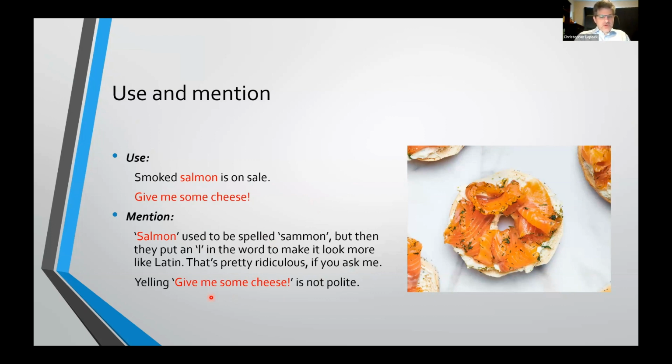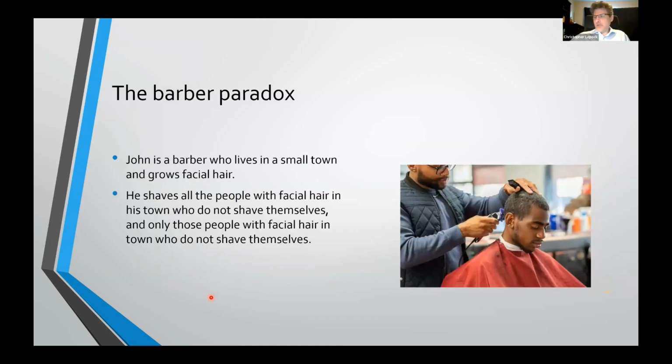Okay. The third distinction is a little bit more complicated, and we'll actually start by talking about some paradoxes. The barber paradox is a famous old paradox, originally due to Bertrand Russell. John is a barber. He lives in a small town and he grows facial hair. And he shaves all the people with facial hair in his town who do not shave themselves, and only those people with facial hair in town who do not shave themselves. So, does John shave himself?